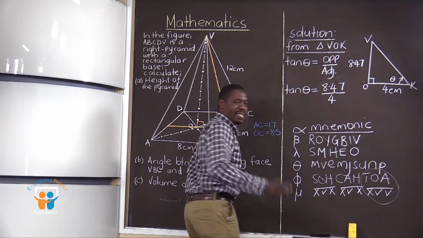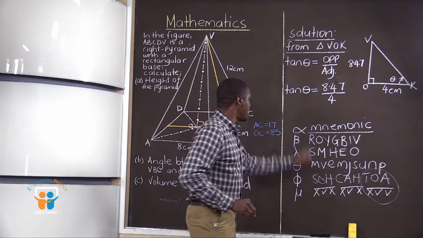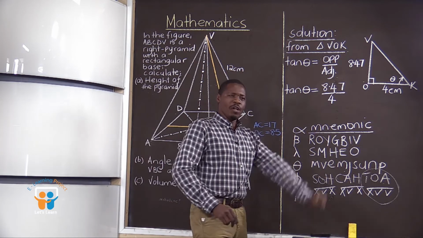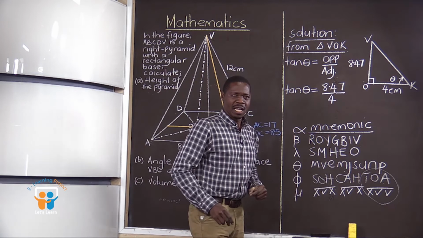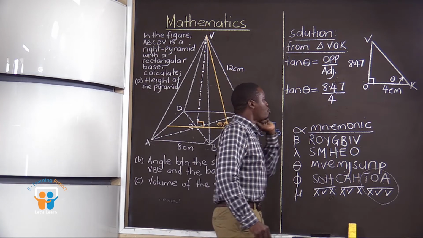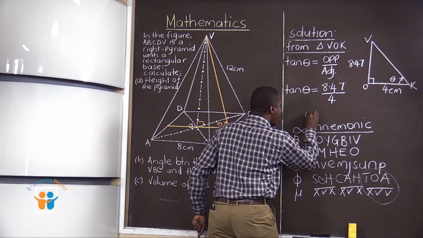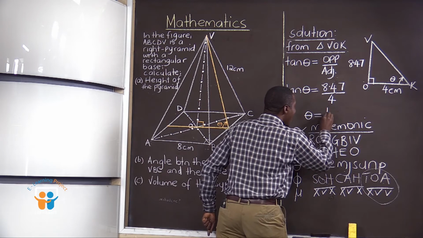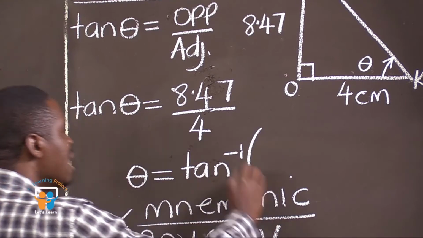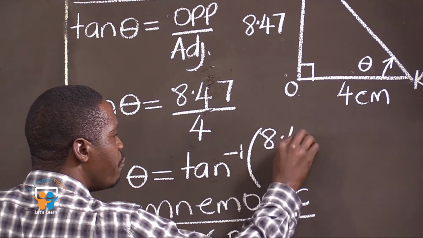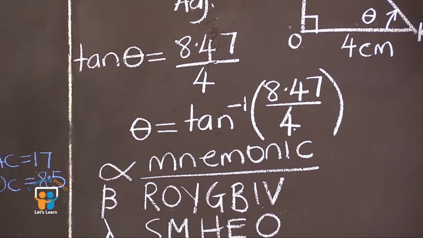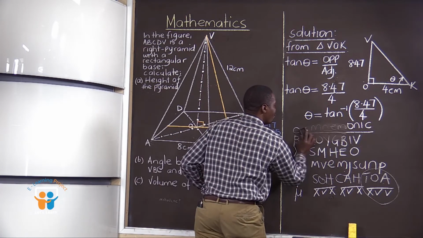But Mr. Examiner, sir, our interest is not tan theta. Our interest is to find the value of theta. We want to make theta the subject of the formula. In doing so, we remove this tan from the left-hand side and shift it to the right-hand side, so that theta equals the arctan or tan inverse of this fraction, 8.47 over 4. That is what we have now.